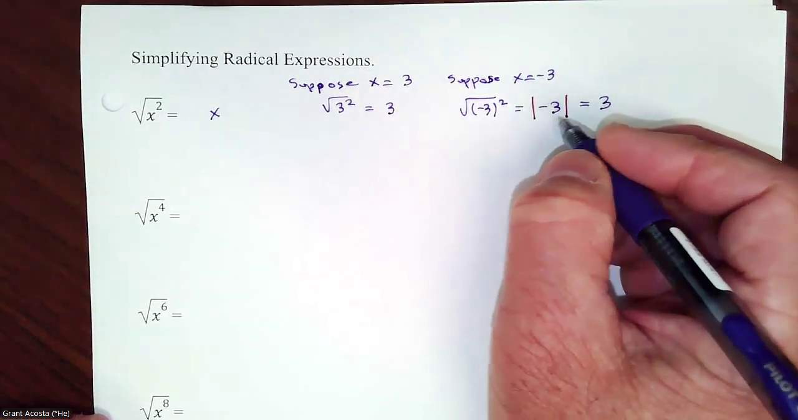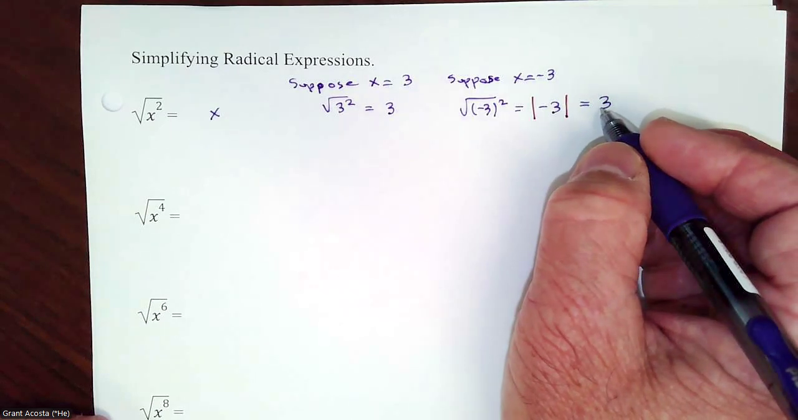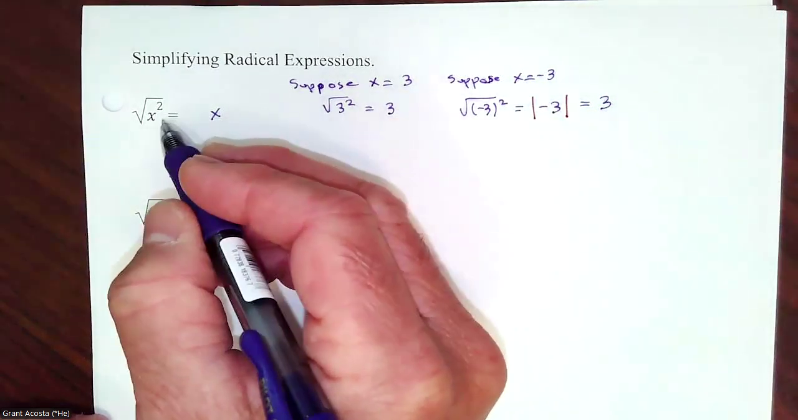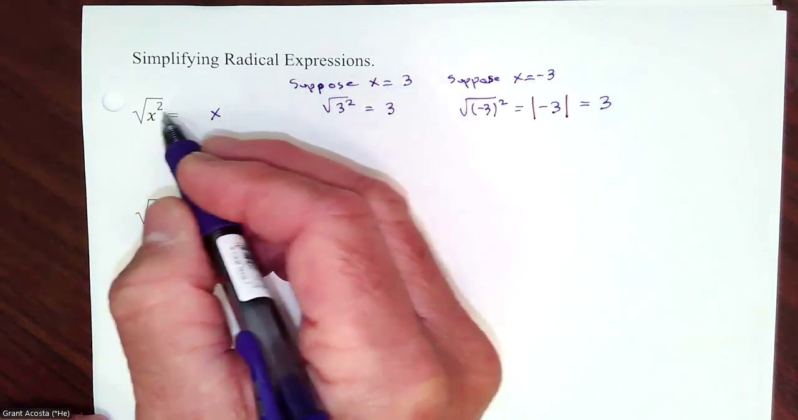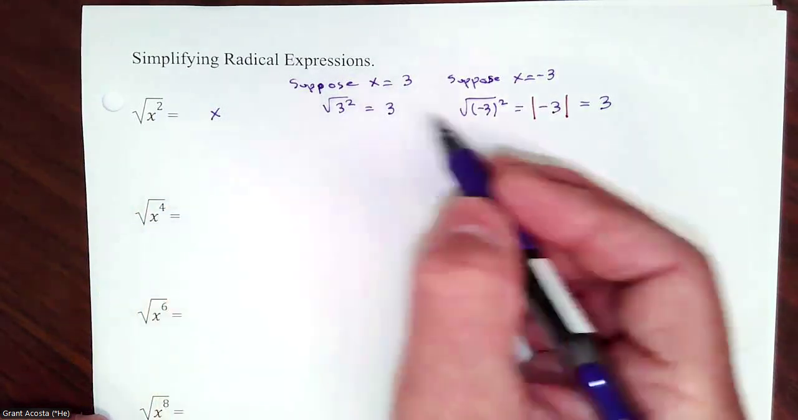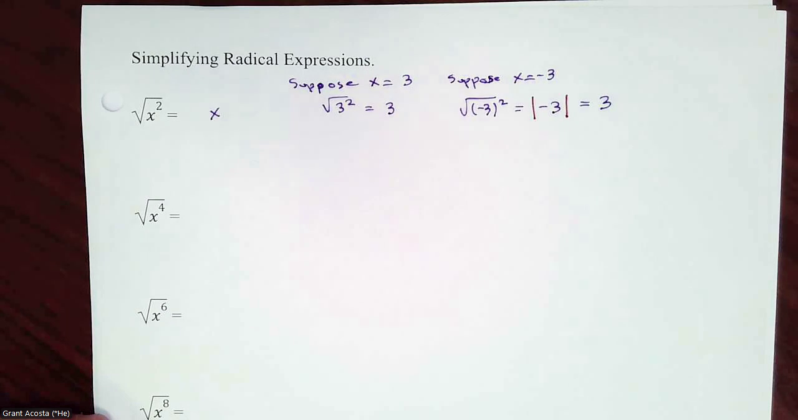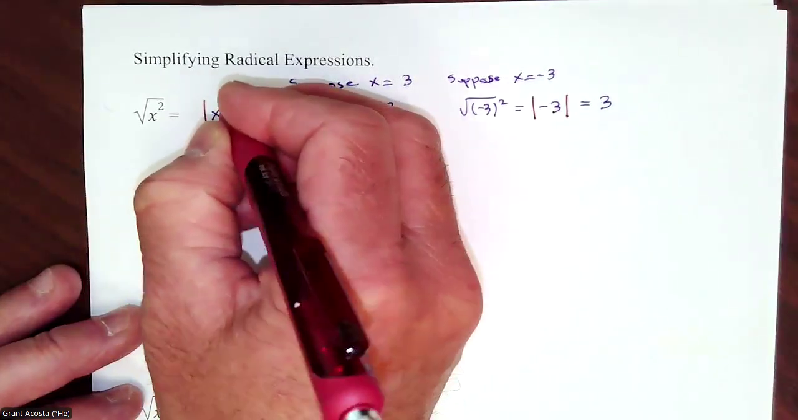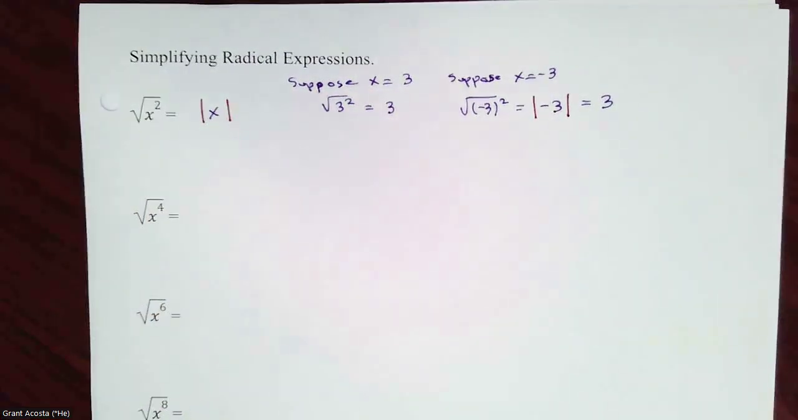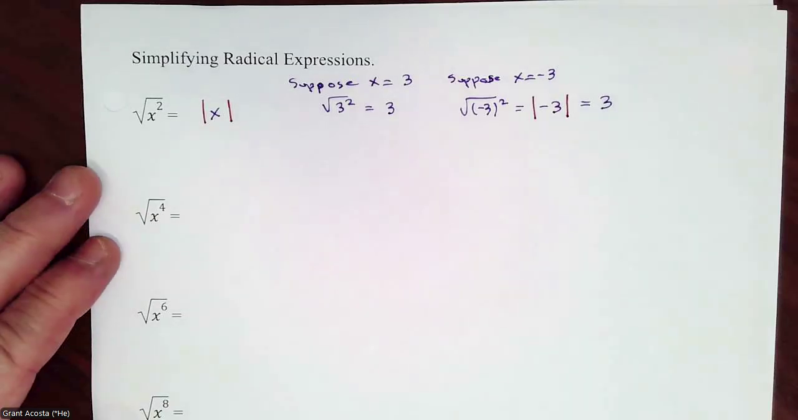So now I have the correct answer. To make sure that we're always going to make a true equation, if x is a negative number, this would not be true, right? We saw that right here. What we're going to do is put the absolute value on that. The square root of x squared is technically the absolute value of x.